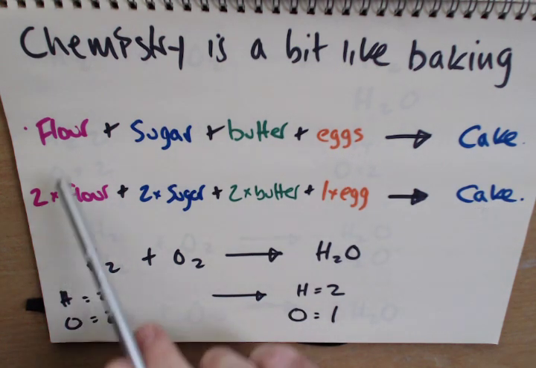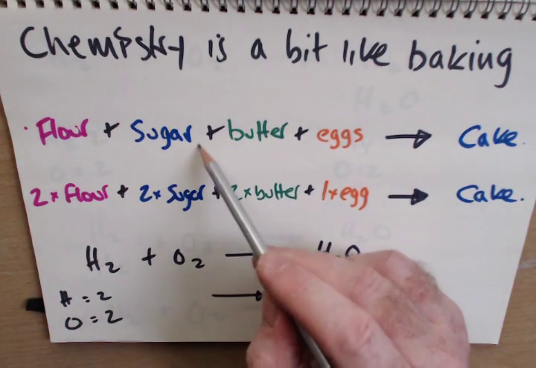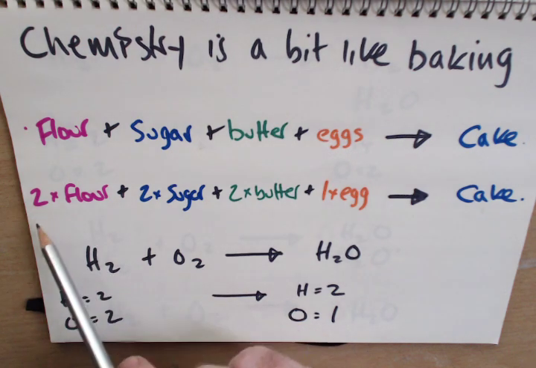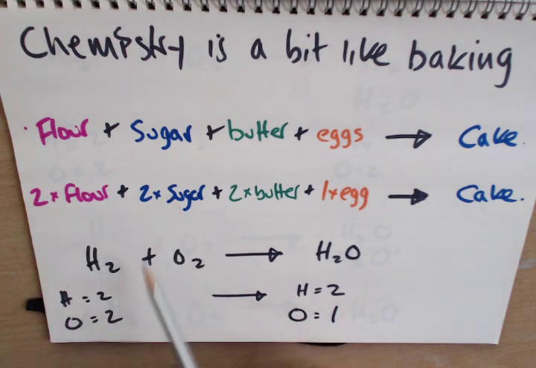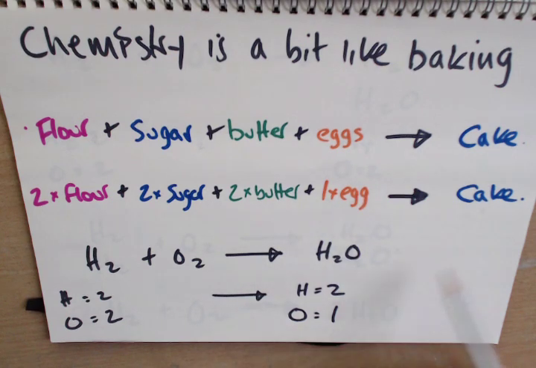To double it, you don't put a little 2 down there, you put a 2 at the front, because you've got twice the quantity of flour, twice the quantity of sugar, twice the quantity of butter, and we'll just stay with 1 egg. And that's what you get with a cake.